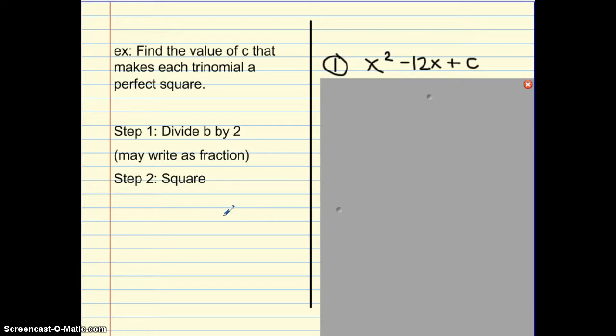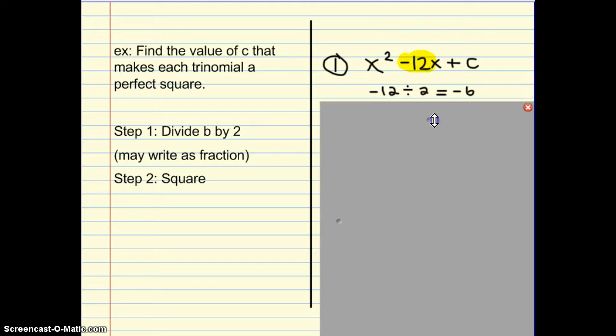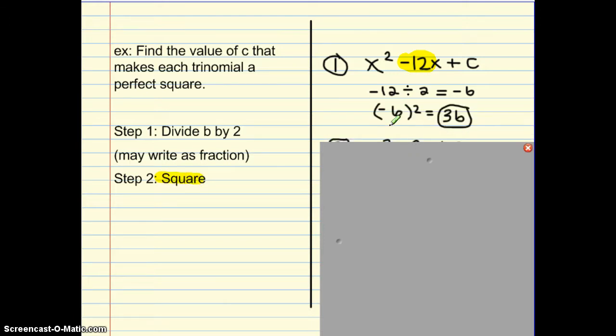We're going to find the value of c that makes each trinomial a perfect square. So the first thing we're going to do is divide b by 2. So I'm going to divide negative 12x by 2, which is negative 6. And then I square that. Negative 6 squared is 36. So that would be my value for c.